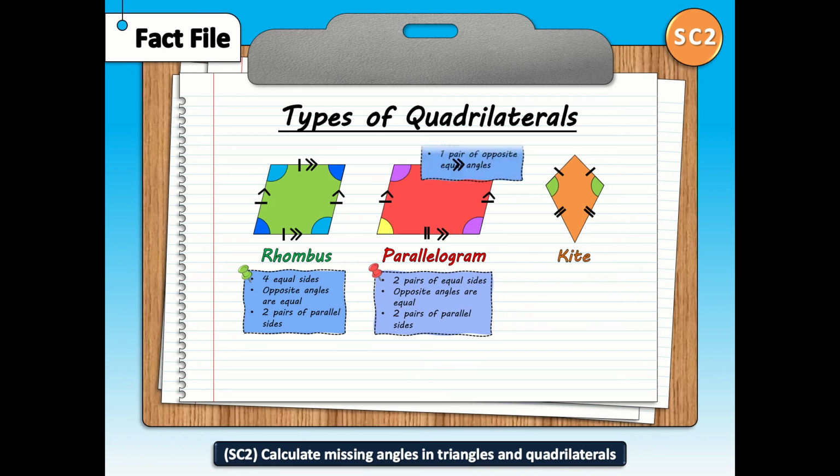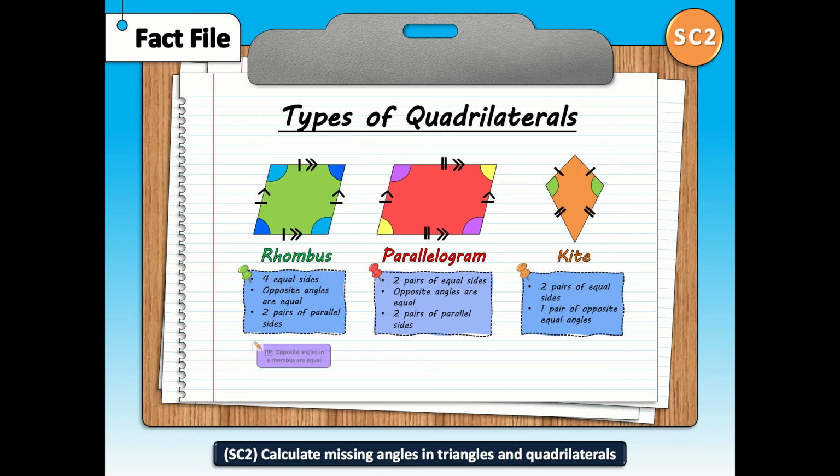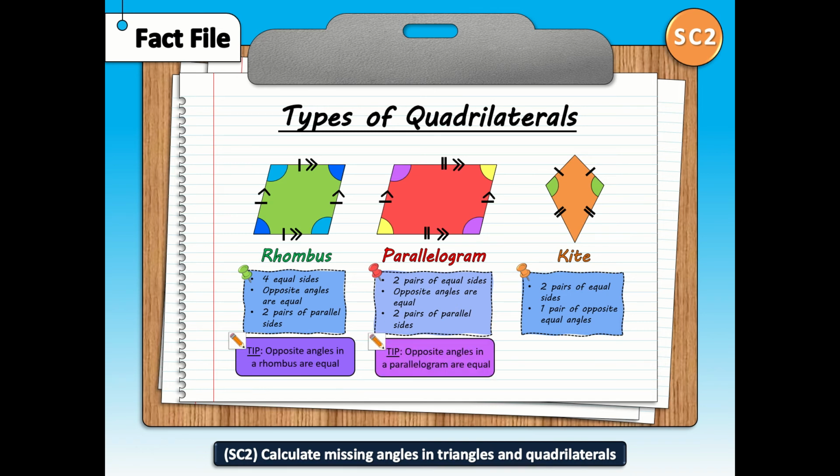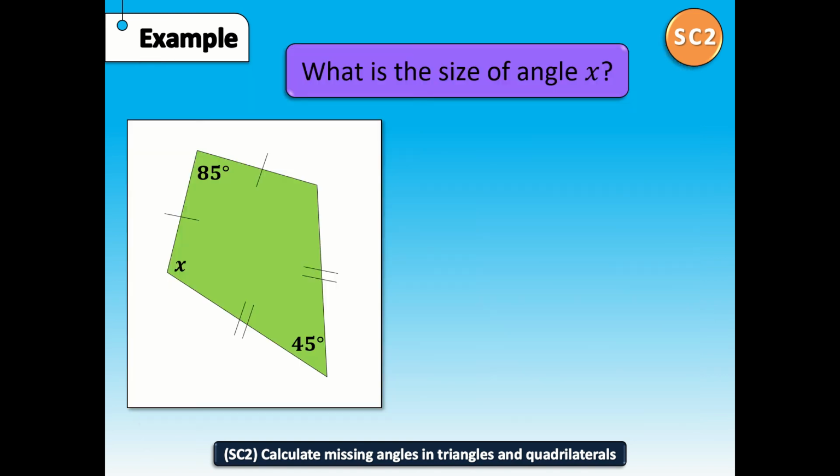We've also got a kite. It's got 2 pairs of equal sides and 1 pair of opposite equal angles. So to recap, the opposite angles in a rhombus are equal, so that's the ones that are opposite each other, that face opposite each other. The opposite angles in a parallelogram are also equal, and a kite just has 1 pair of equal angles.